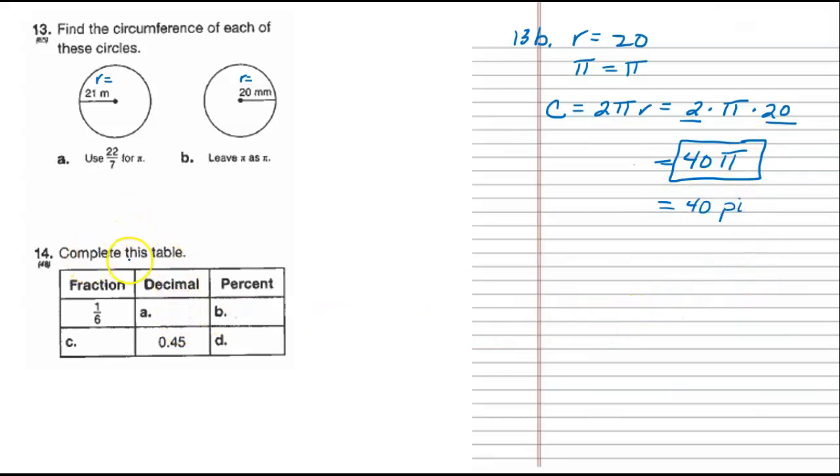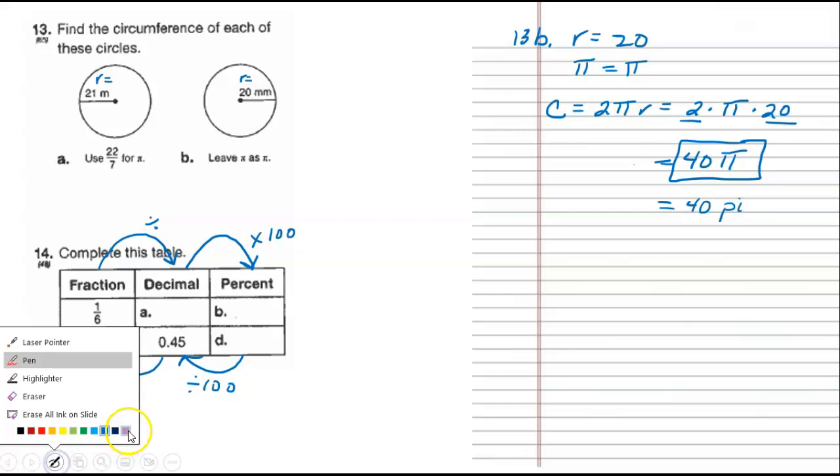All right, on 14, on your paper, I would like to see these arrows, every one of these arrows. For some reason, we're not writing these arrows down, and people are still getting these wrong. When I go from fraction to decimal, I divide. When I go from decimal to percent, I multiply times 100. When I go from percent to decimal, I divide by 100. And when I go from decimal to fraction, I use place value.